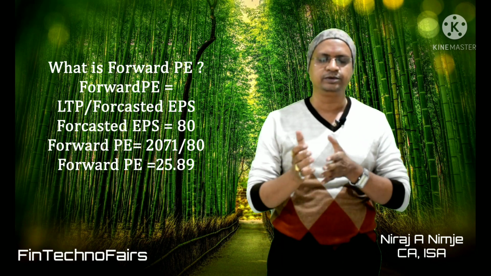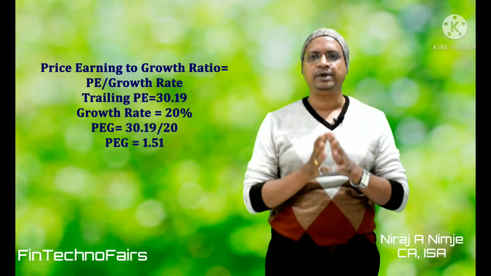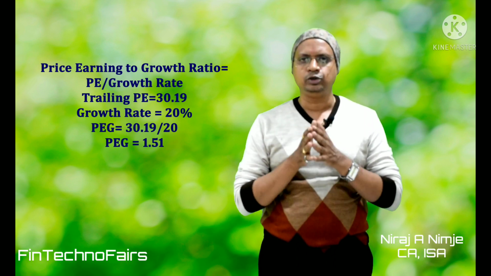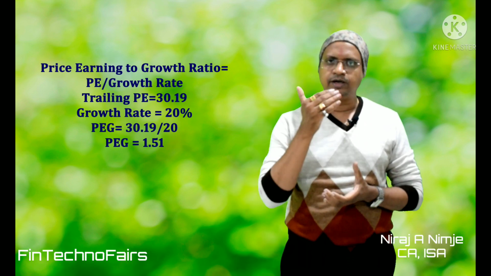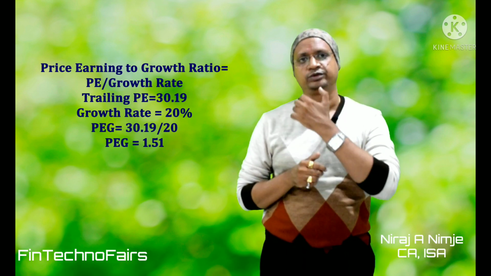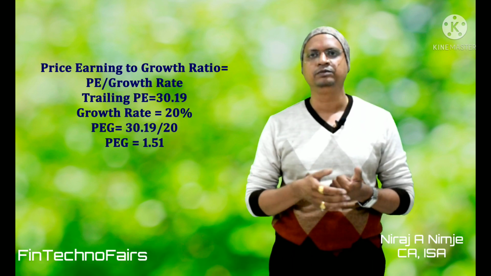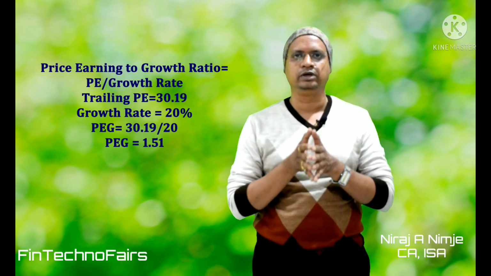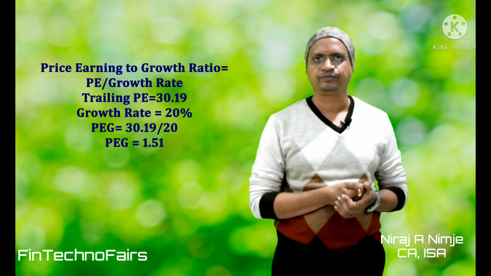Now we are in the last segment of this session, that is PEG ratio. It is price earning to growth ratio. PEG is one of the useful stock valuation measures. It is calculated by dividing PE ratio with company's earning growth. If you are trying to determine whether a company stock is expensive, cheap or fairly valued, then this is one of the best ratios to look at, especially for companies that are growing.